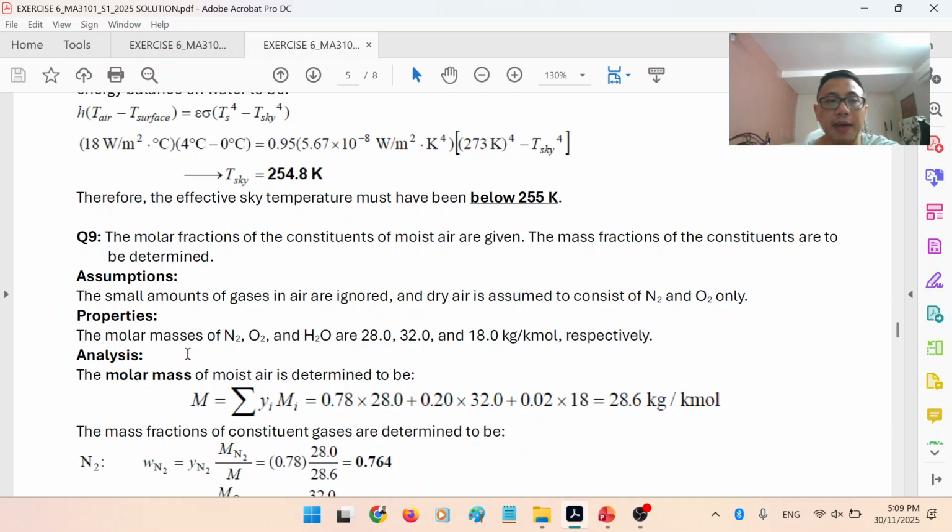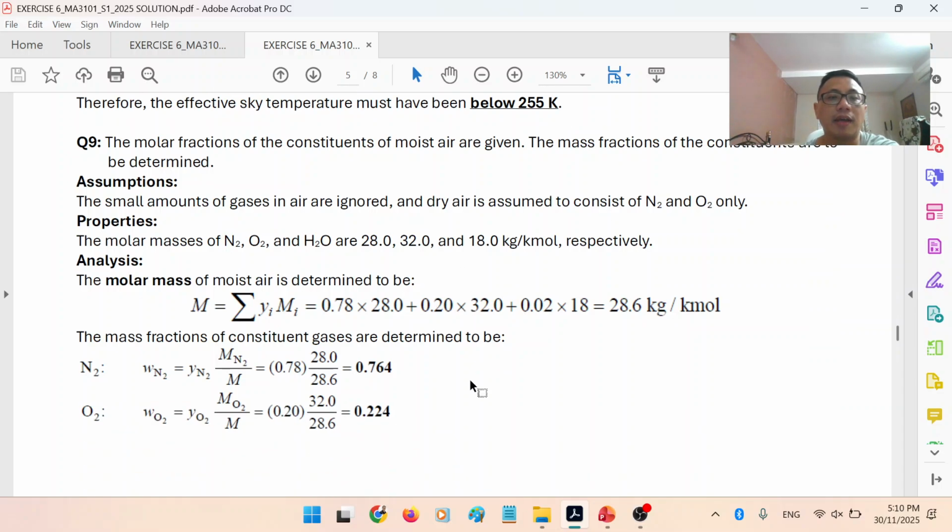Okay, the molar masses of nitrogen, oxygen, and water vapor are 28, 32, 18 kilogram per kilomole respectively. These are the molar masses that you can search from the books, from the handbook, or you already know the value from your high school study. Right now, next we have to find the molar mass of moist air.